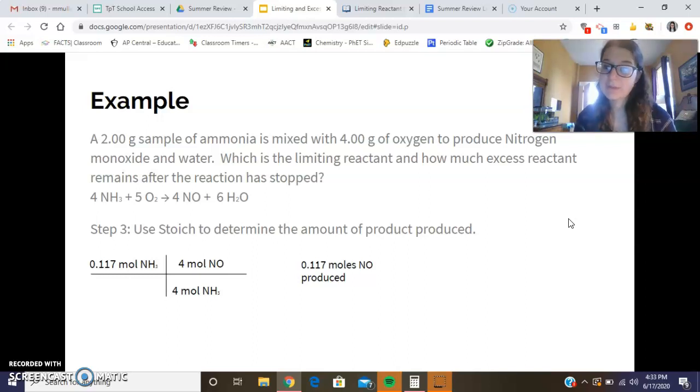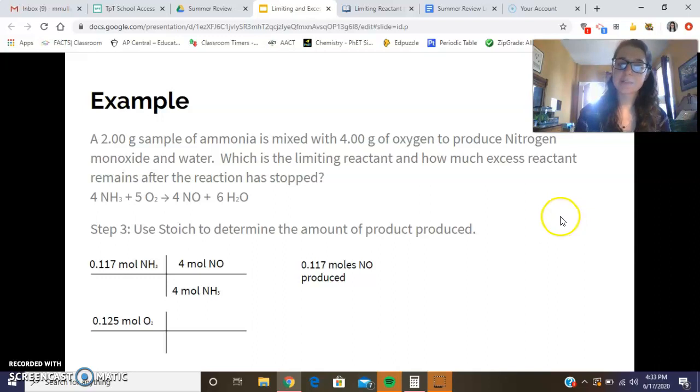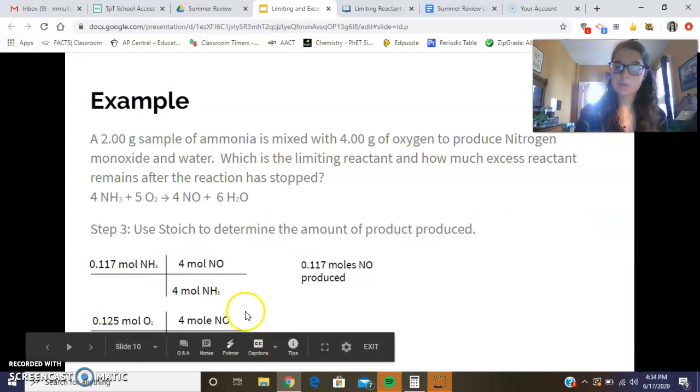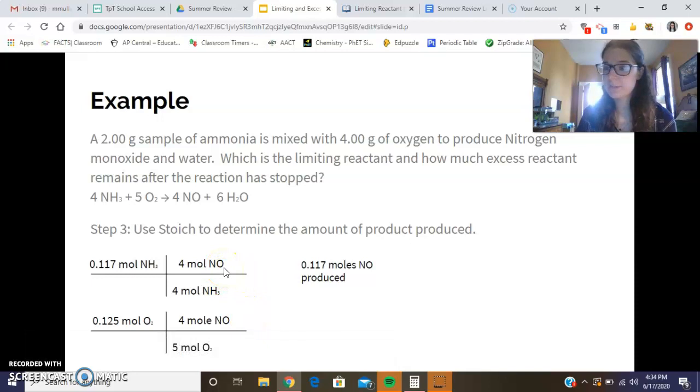Then I'm going to do the same thing with the other reactant. I had 0.125 moles of O2. I'm going to use the molar ratio between nitrogen monoxide and oxygen this time. So there are 4 moles of NO produced for every 5 moles of O2 used. Okay, I need to be consistent about which product I am comparing. Again, because consistency is key.